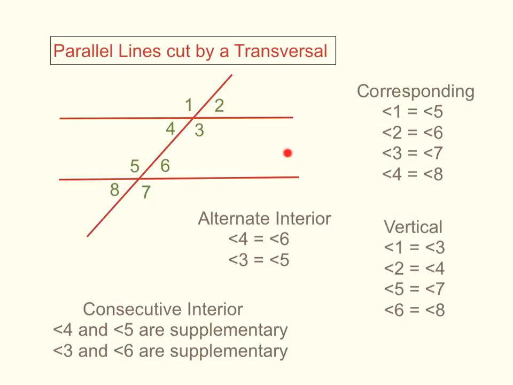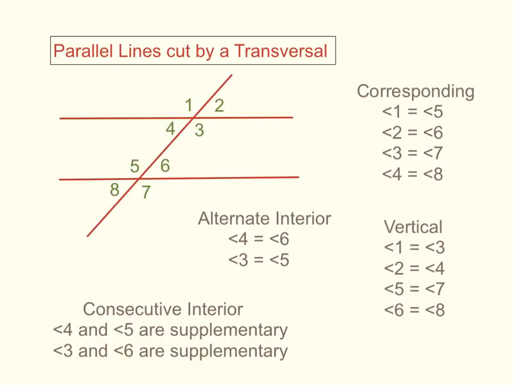And if these two lines are parallel and it's cut by a transversal, these corresponding angles are actually equal to each other. Right? That is always going to be true if the lines are parallel. Corresponding angles are always equal to each other.